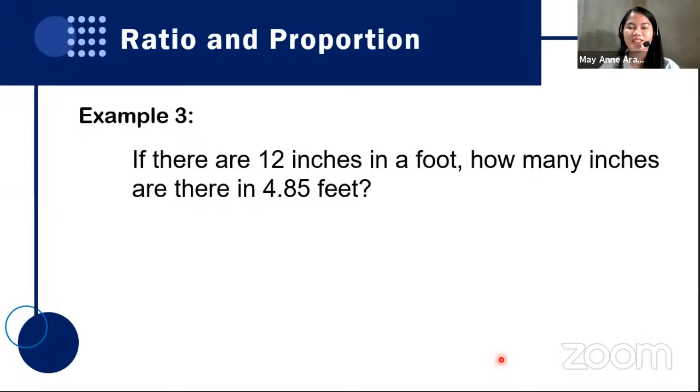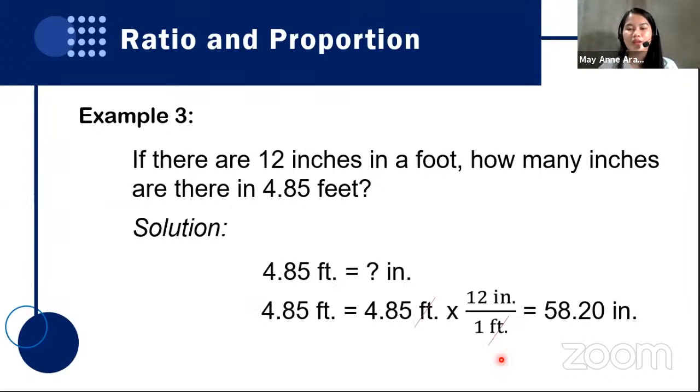So if there are 12 inches in a foot, how many inches are there in 4.85 feet? So since 1 foot is 12 inches, and you need to know the number of inches in 4.85 feet. So from larger unit to smaller unit. Kasi 1 foot lang, 12 inches na. So larger to smaller yon. So we need to multiply 4.85 times 12 because 1 foot is 12 inches. Okay, so we say that 4.85 feet is equal to 58.2 inches.